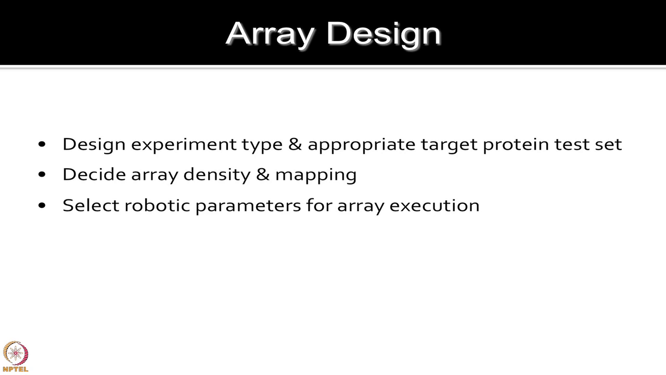You will have to spend months and months thinking about what you want to print on the chip. Many times you do not want to just do the screening on all 20,000 spots. You want a carefully designed array which can give you a very meaningful answer. So, you have to do a lot of intense work on knowing the literature and understanding which biological question you want to address, and accordingly you can decide the array density, the array map, and then the robotic parameters which are going to execute this kind of array printing.